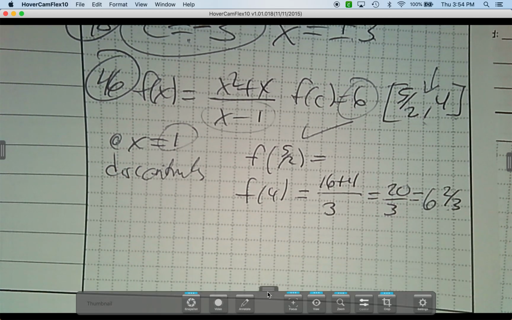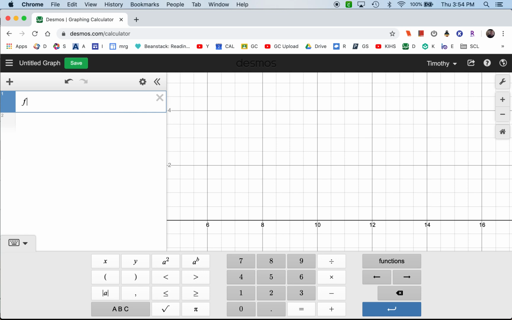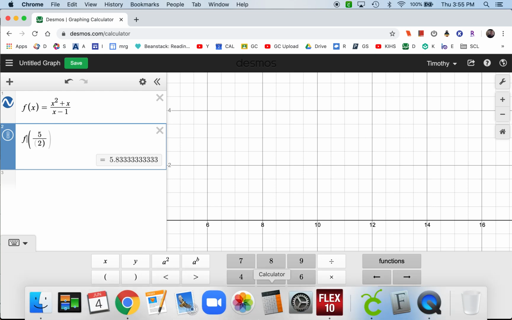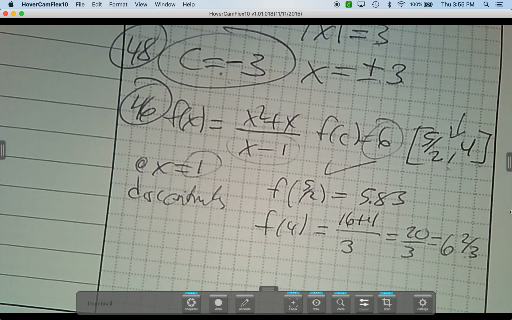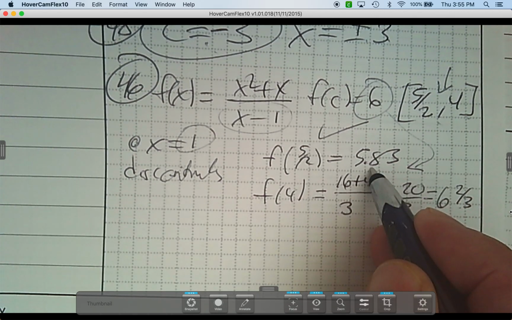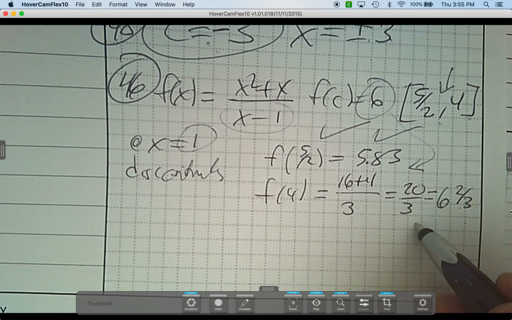I'm just going to use a calculator just to get through this. Let's say f of x equals, and type in x squared plus x over x minus 1. 5 over 2 is too heavy lifting right now. So f of 5 over 2 gives you 5.83. Very close. But what I want you to notice is that 6 is in between there. Therefore, there is a value that exists because it's between 5.8 and 6. Both conditions are met: continuous, and the y-coordinate is in between the interval's y-coordinates. That's the two things we're looking for.